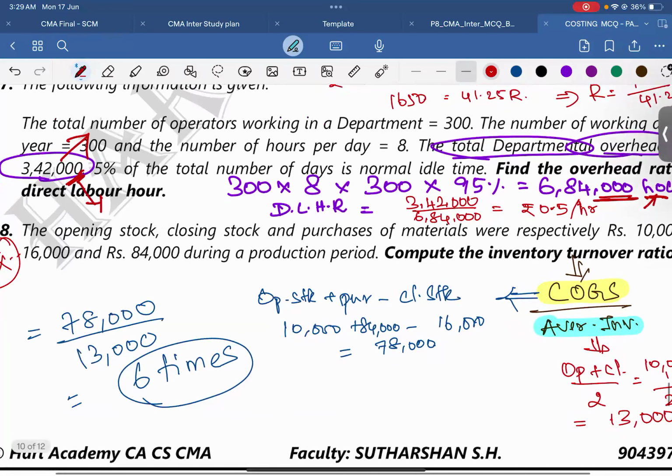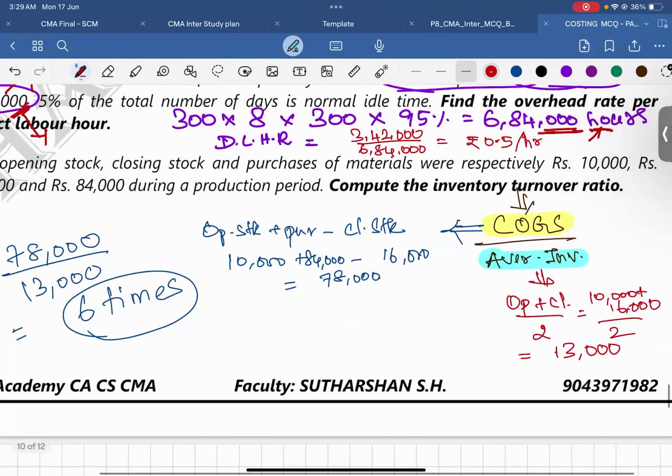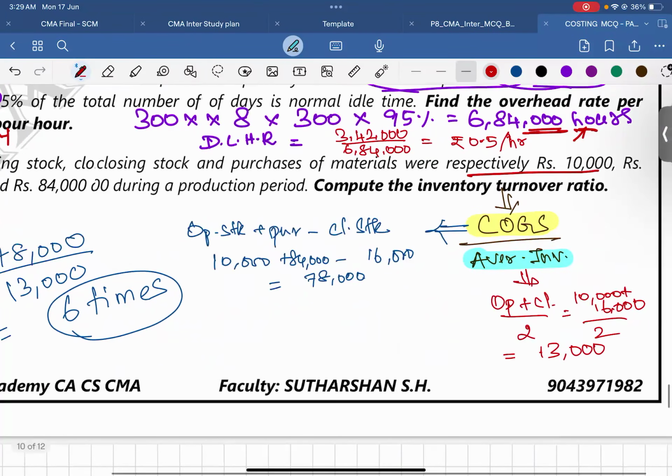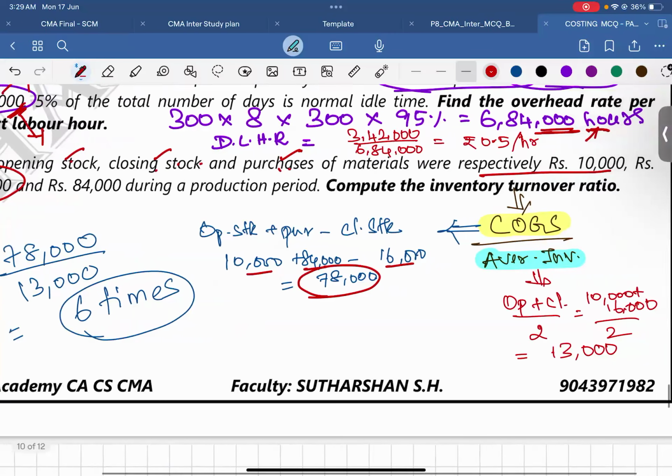Okay, next question number 28. The opening stock, the closing stock and purchases of materials are respectively 10,000, 16,000. Kindly understand, opening, closing and purchases are given, not opening, purchases and closing. Don't get confused over here. Make sure you have clear knowledge. Don't simply mug up and go. Opening stock plus purchases minus closing stock will give you 78,000 during a production period.